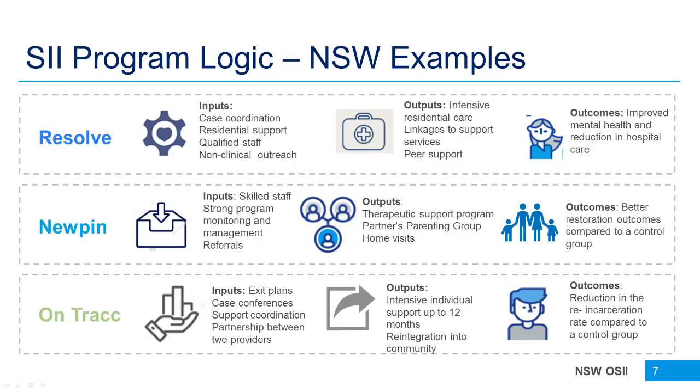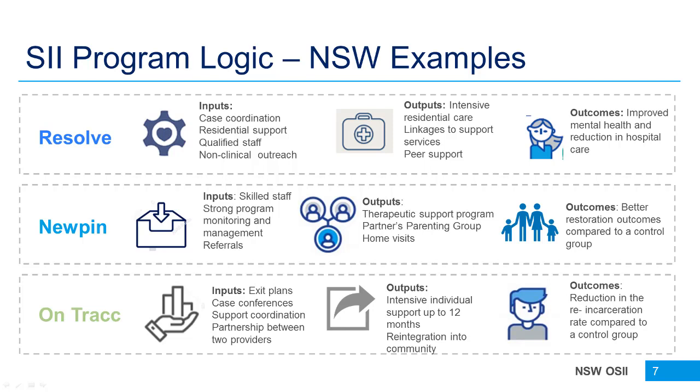Let's look at some examples from here in New South Wales of the social impact investments and their program logics. We have the Resolve Mental Health Social Benefit Bond, the New PIN Family Restoration Social Benefit Bond, and the On-Track Social Impact Investment looking to reduce reoffending from parolees.